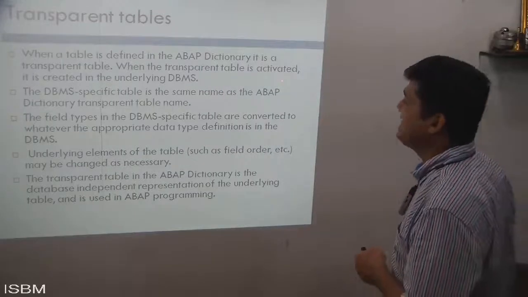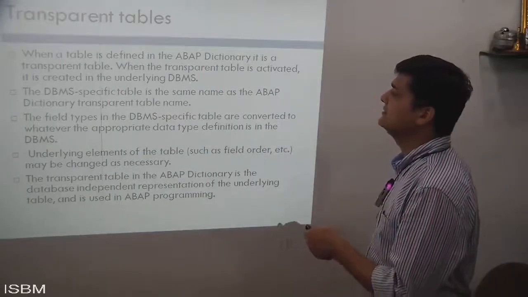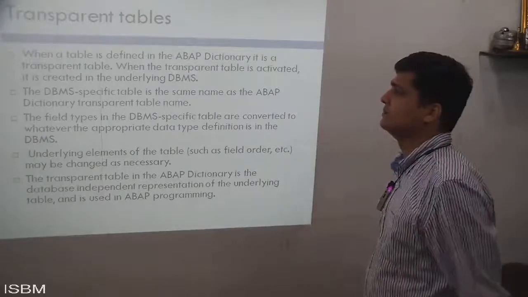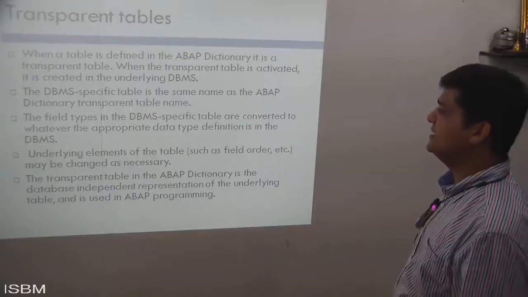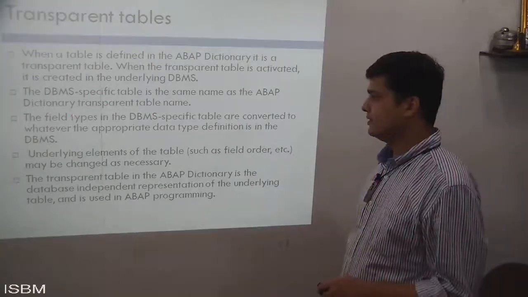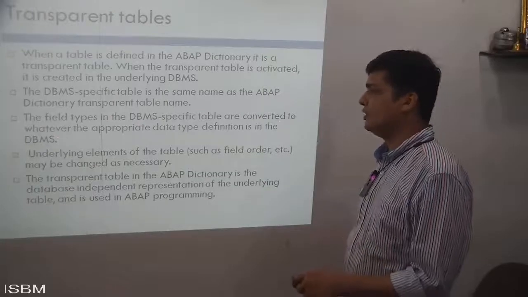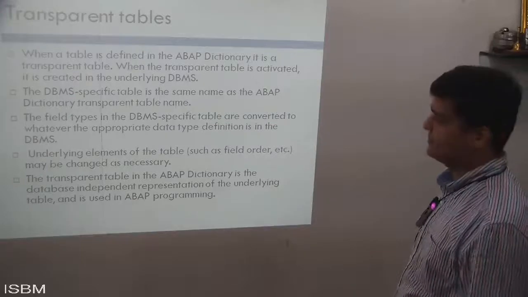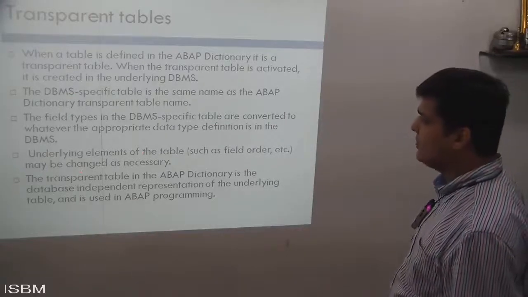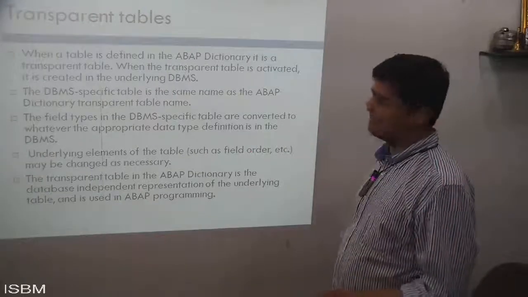When a transparent table is activated, it is created under the underlying DBMS, the database management system. The DBMS specific table has the same name as the ABAP dictionary transparent table name. The field types in the DBMS specific table are converted to whatever the appropriate data type definition is in the DBMS. Underlying elements of the table such as fields, order, etc. may be changed as necessary.